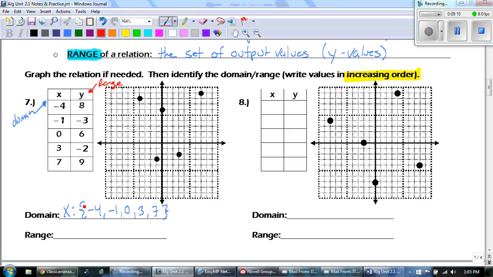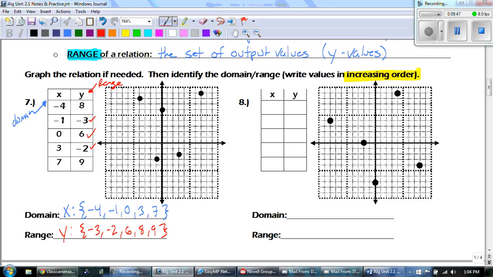okay? Next, we need to talk about our y values, okay? Those need to be in increasing order too, from smallest to largest. So my smallest number is negative 3, negative 2, 6, 8, and 9. Okay, so once again, the domain is your x values, your input, and range is y values, your output.